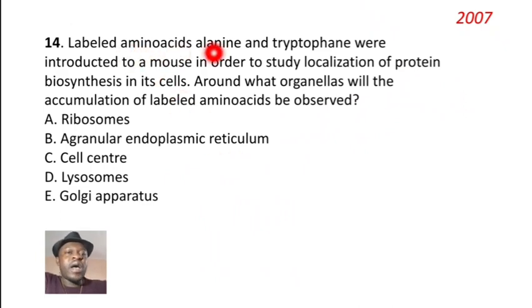Labeled amino acids alanine and tryptophan were introduced into a mouse in order to study the localization of protein biosynthesis in its cells. Around what organelles will the accumulation of labeled amino acids be observed? Protein biosynthesis happens on the ribosomes, so the answer is ribosome. If there are no ribosomes among the answers, then the answer will be granular or rough endoplasmic reticulum. That's the correct answer.